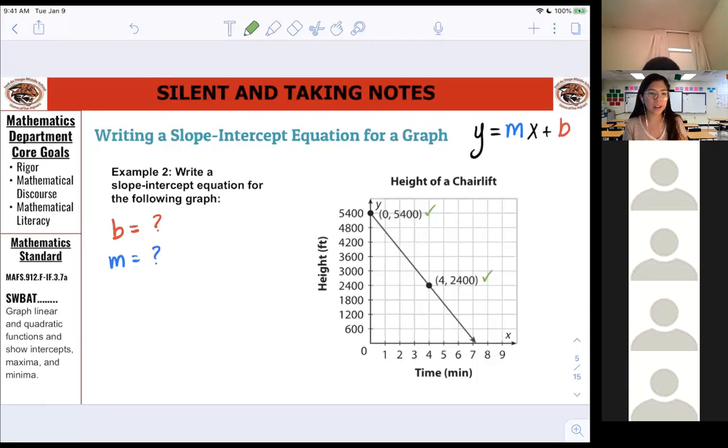About 1 more minute remaining. Send me your answers in the chat when you have them. I've only gotten 1 answer so far. What's the slope? Where is the y-intercept?